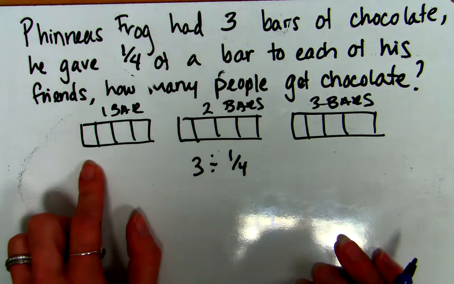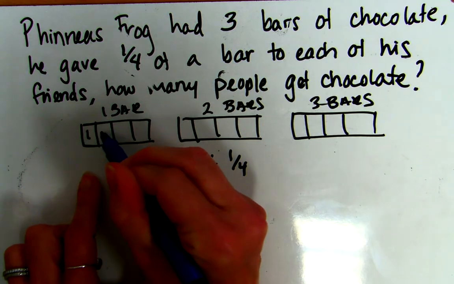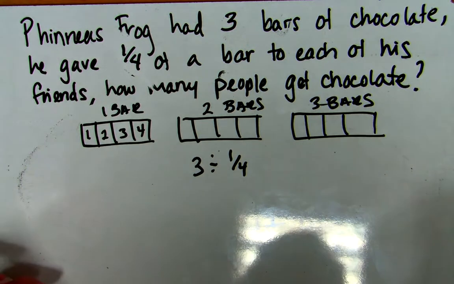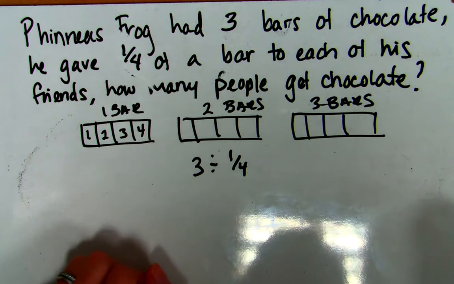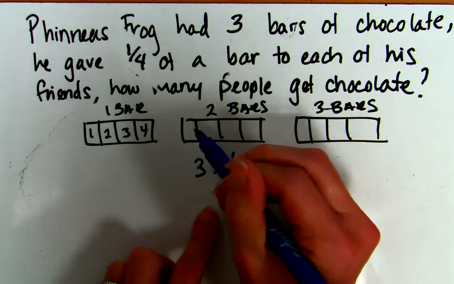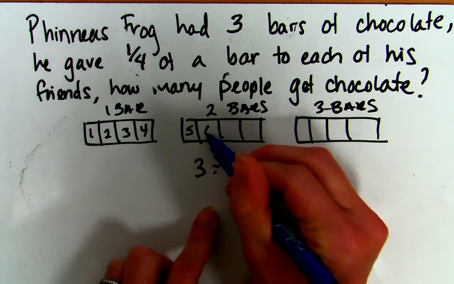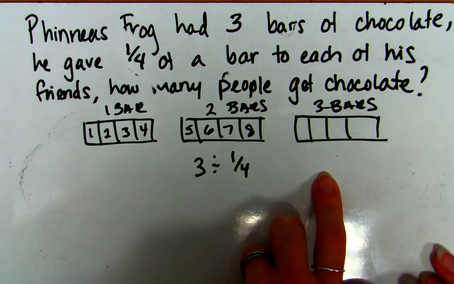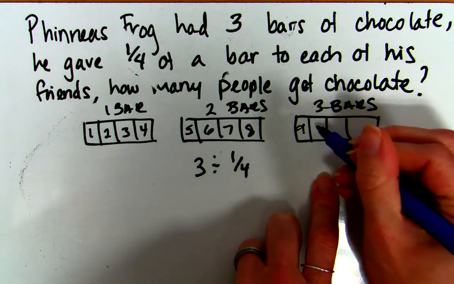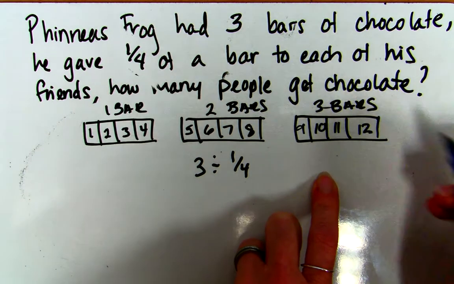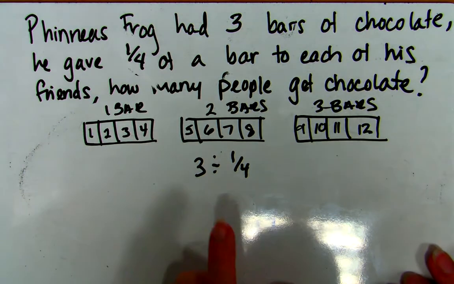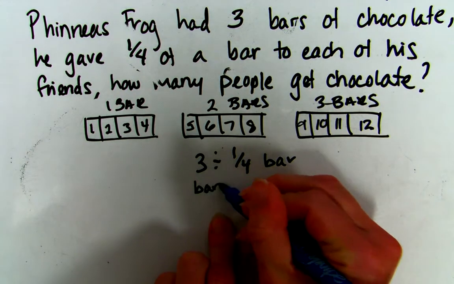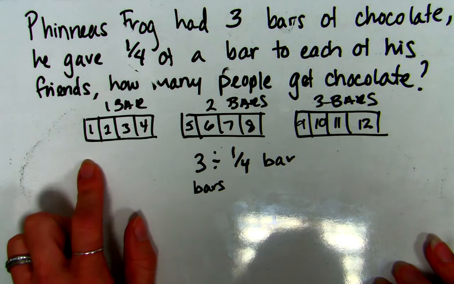Well, here's 1/4, so 1, 2, 3, 4. 4 quarters fit in 1 bar, which we all know. 1 whole is made up of 4 quarters. Then 2 bars, we've got another 4 quarters, so that would be a 5th friend, a 6th friend, a 7th friend, and an 8th friend. And 3 bars, we would get 9th, 10th, 11th, and 12th. So if we want to know how many times 1/4 of a bar fits into 3 bars, it fits in 12 times.